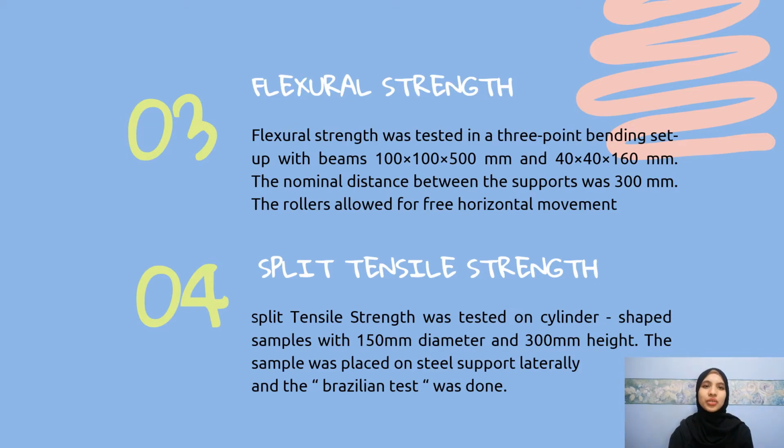The last method that was used is the split tensile test, which was tested on a cylinder-shaped sample with 100 mm diameter and 300 mm height. This method is to know the maximum tensile strength of a mixture by stretching the concrete until it reaches its limit.